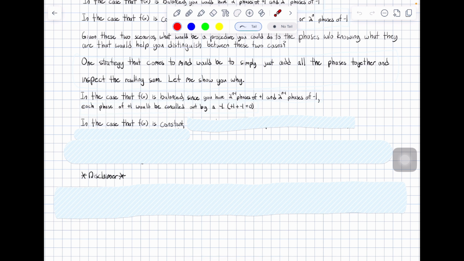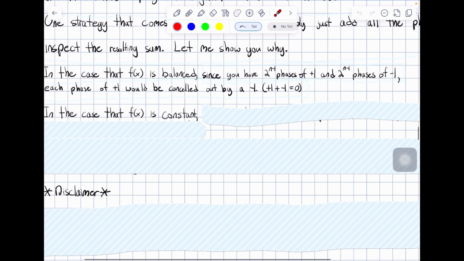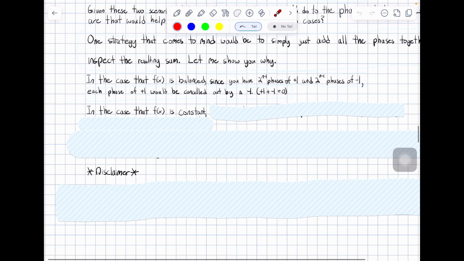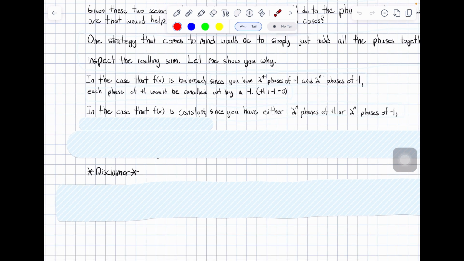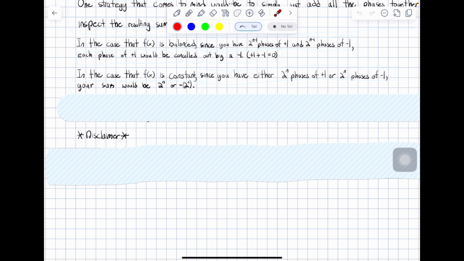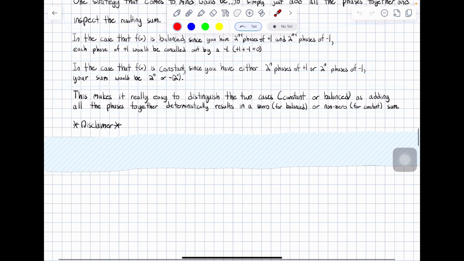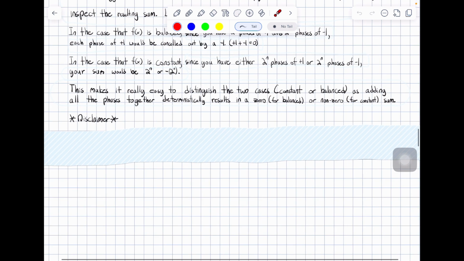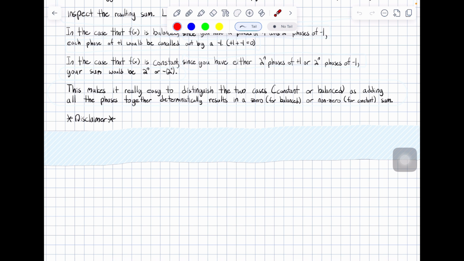In the case that f of x is balanced, since you have 2 to the n minus 1 phases of +1 and 2 to the n minus 1 phases of -1, each phase of +1 would be canceled out by a -1, because if you add those together, you get 0, and there's an equal number of both. In the case that f of x is constant, since you either have 2 to the n phases of +1 or 2 to the n phases of -1, your sum would either be 2 to the n or -1 times 2 to the n. This makes it really easy to distinguish between the two cases, constant or balanced, as adding all the phases together deterministically results in a 0 for balanced or a non-zero sum for constant.